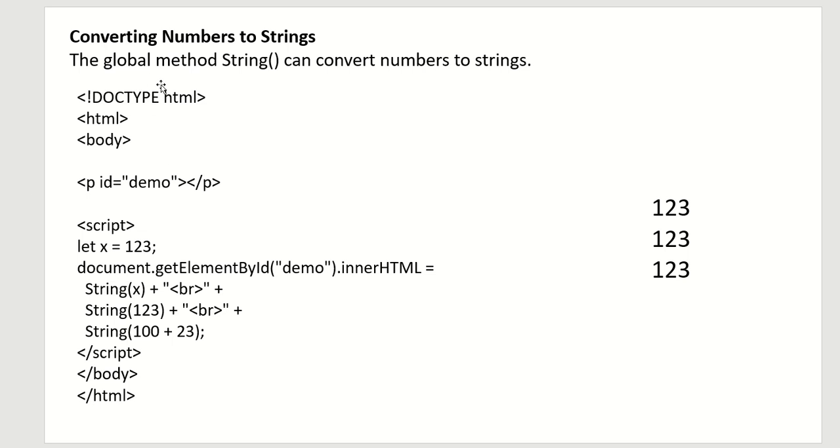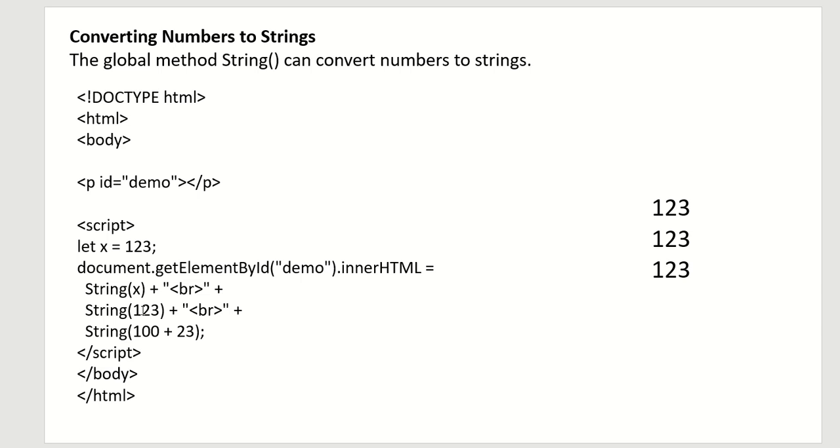Converting numbers into strings is also possible. The global method, the String function, can convert numbers into strings. So let's check the script section first. let x = 123 and document.getElementById("demo"), because in our code the paragraph has id equal to demo. The same name we have to write over here also. Then .innerHTML = String(x), which means convert whatever x is into a string, that is 123.